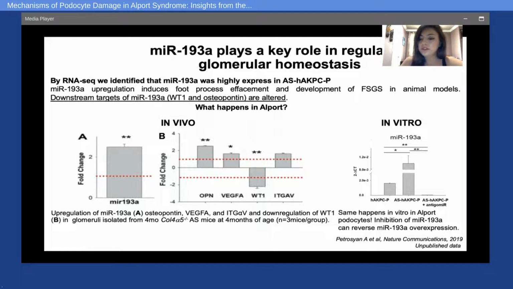However, one important note is that we could actually target this using antagomirs. So we show that inhibition of miR-193a using antagomirs for miR-193a actually reverses this overexpression.